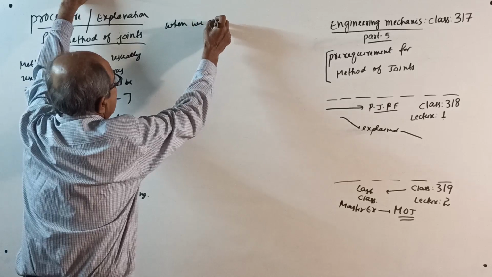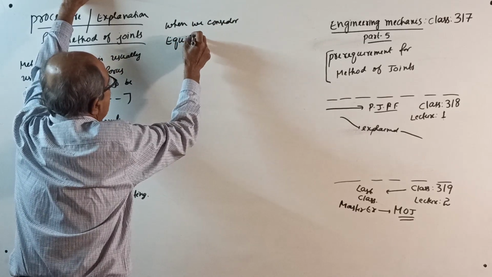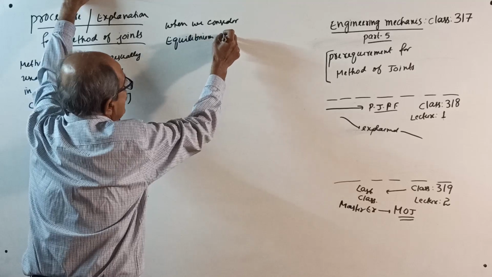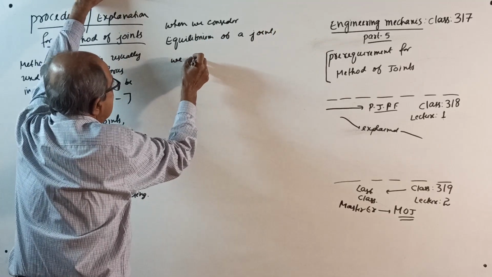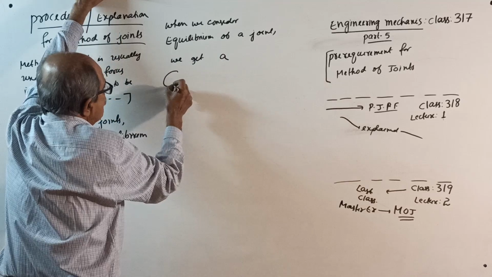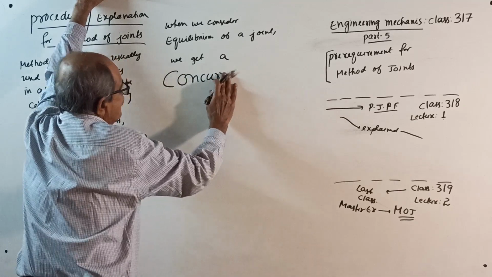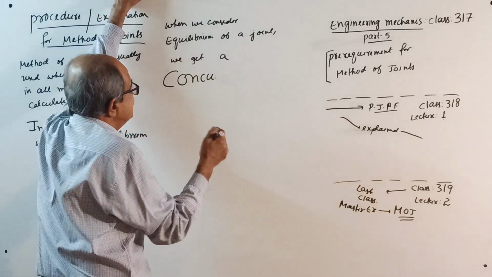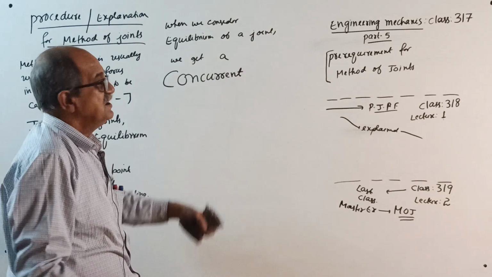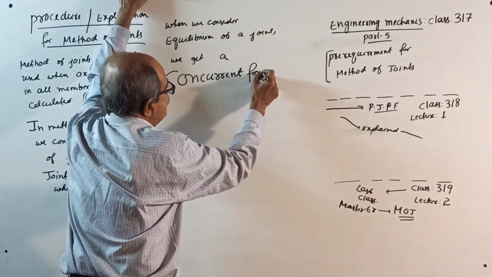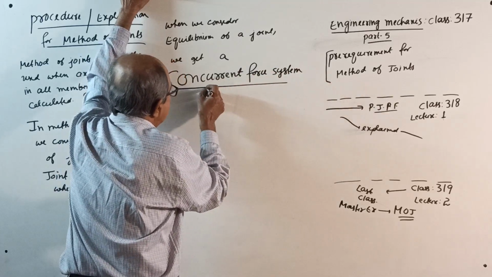Okay, now, very, very important. When we consider equilibrium of a joint, any joint, we get a concurrent force system. Some people pronounce it differently, depending upon pronunciation. I will pronounce the way I was taught when I was first studying English. Concurrent force system. Very, very important.